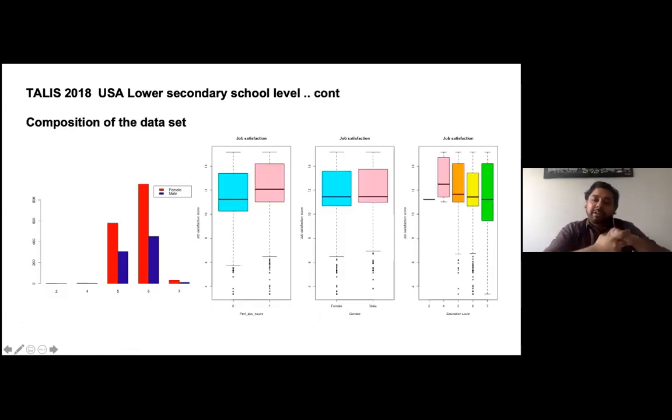So here is just a demography of our US data set. Here we have the bar graph, which gives you the count of education level and gender. The teachers at the lower secondary level school have quite a bit higher education level, where 7 is the master's level, 6 is bachelor's, and 5 is above high school level. So we can see just a demography of the sample.